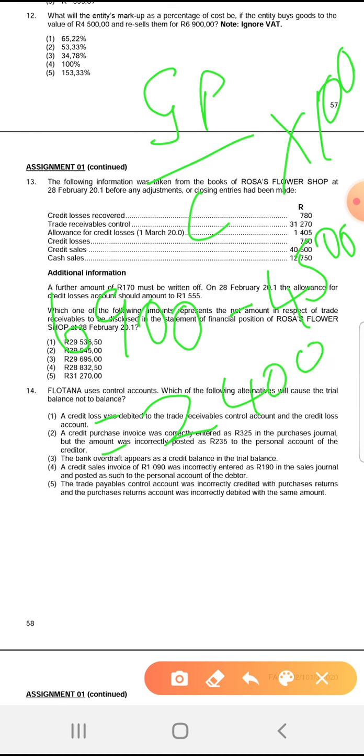And then we'll calculate the markup as a percentage of cost. Markup is gross profit as a percentage of cost. When we're doing our fraction, gross profit will be at the top and cost at the bottom. So we say 2,400 divided by 4,500, which gives us our markup percentage. Multiplied by 100, it gives us 53.33, meaning our answer is option 2.